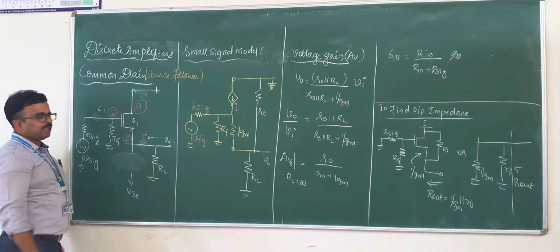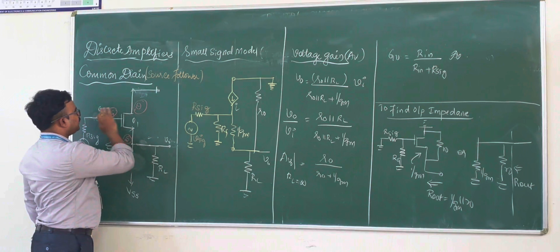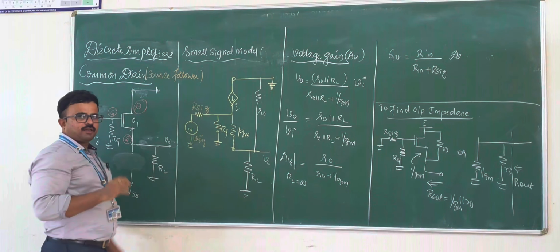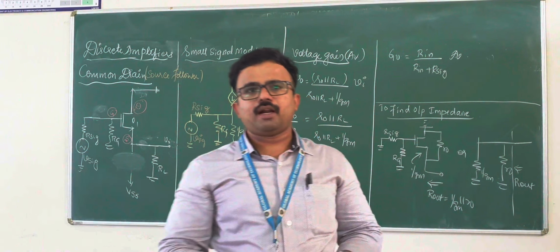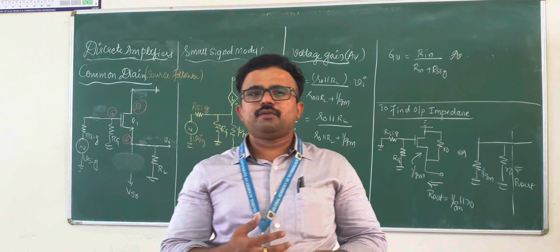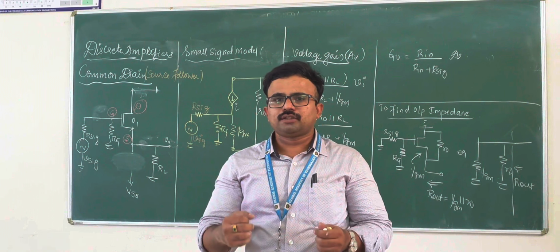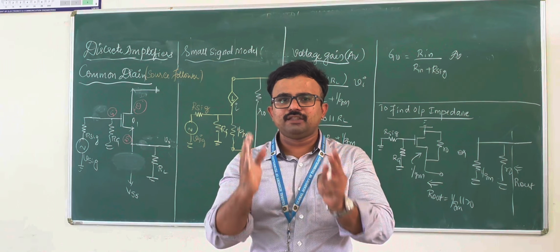This is the AC equivalent model. So C1 and C2 will not be there. So what does it mean for any kind of amplifier like common gate or common source or common drain amplifier? The C1 and C2 are assumed to be short circuit for the frequency region of interest.